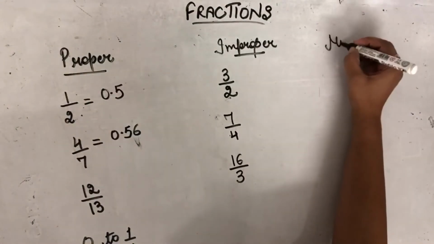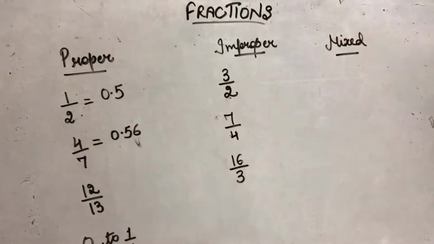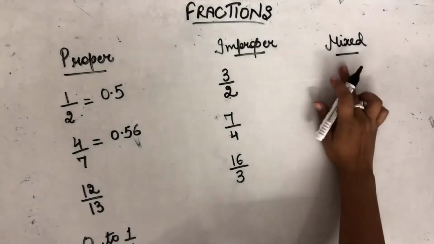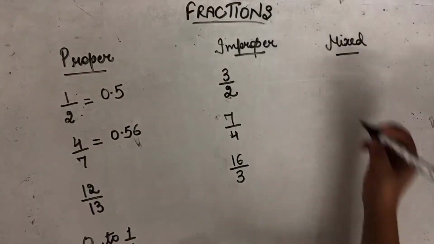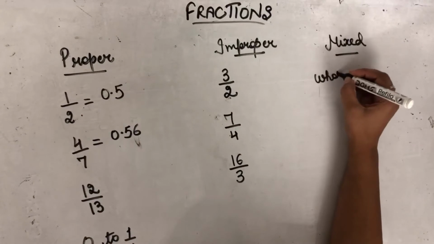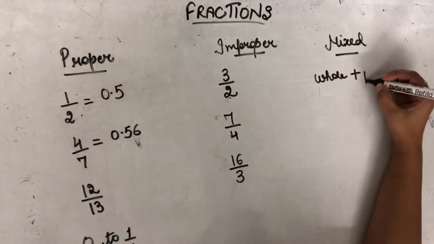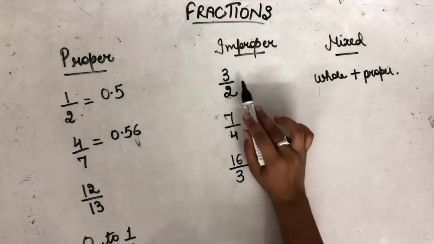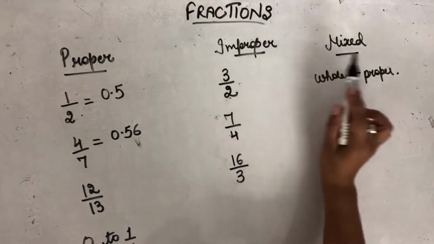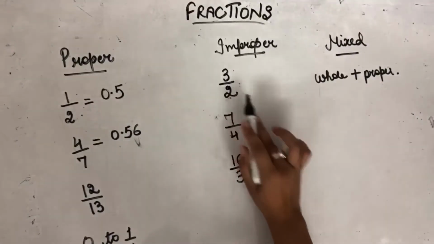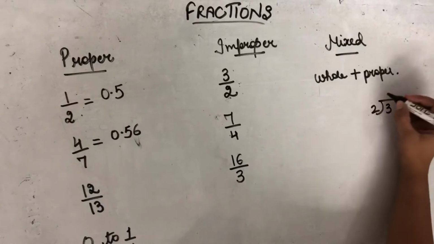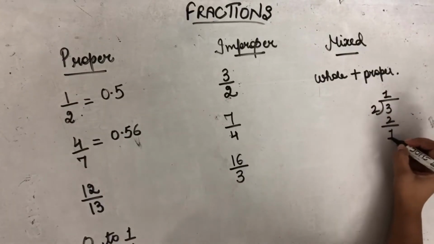Next is mixed fractions. Now, improper fractions can be written as mixed fractions. A mixed fraction contains two parts. First part is whole and second is proper fraction. Like if I have to convert this improper fraction into mixed fraction, 3 by 2, I'll divide 3 by 2. 2 ones are 2 and the remainder is 1.